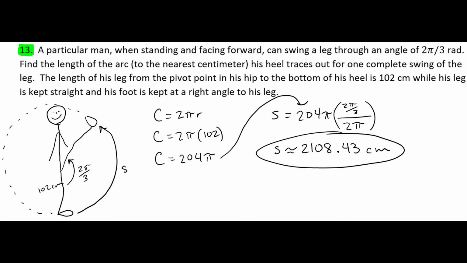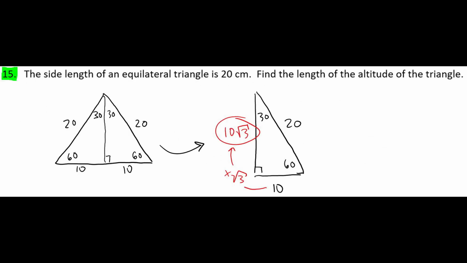Okay, let's look, and this will be the last problem we'll do. Let's look at number 15. So it says, figure out the side length of an equilateral triangle. So all the sides are the same. The side length of this triangle is 20. So we have an equilateral triangle, all sides are 20. So that's what I've drawn here.